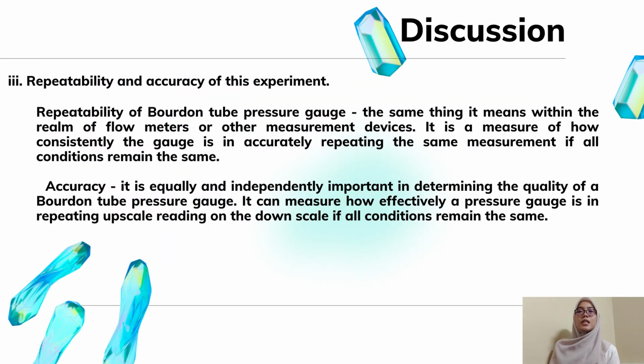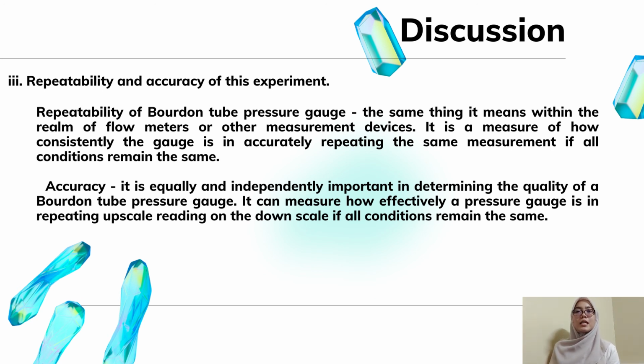The next discussion is repeatability and accuracy of this experiment. Repeatability of Bourdon tube pressure gauges means essentially the same thing within the realm of flow meters or other measurement devices. It is a measure of how consistently the gauge is accurately repeating the same measurement if all conditions remain the same.